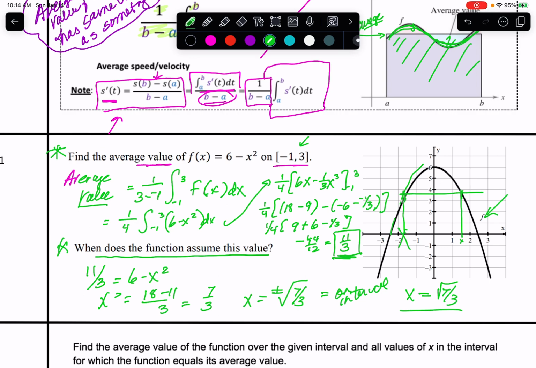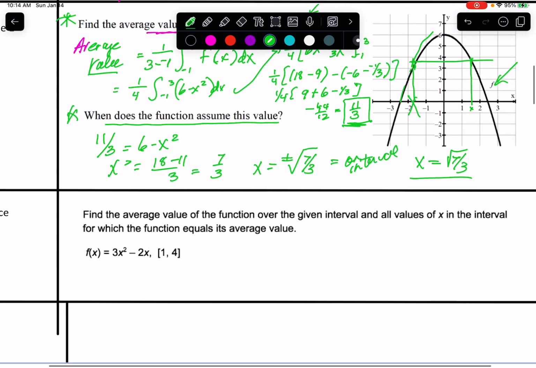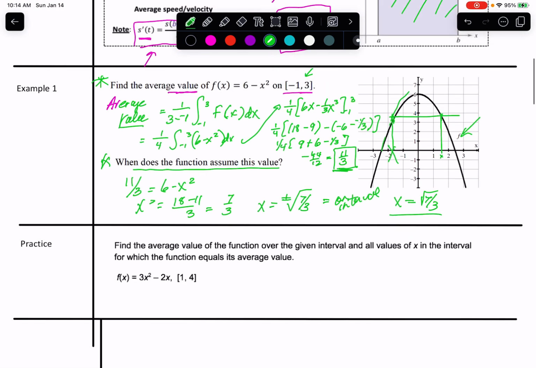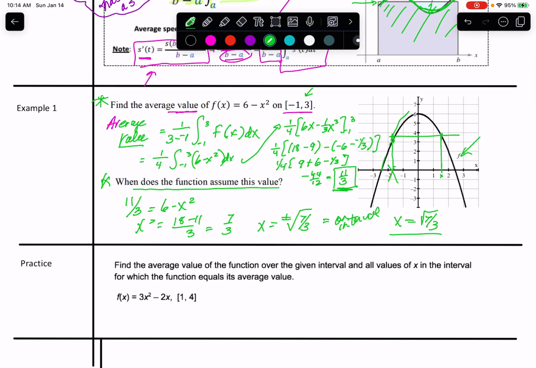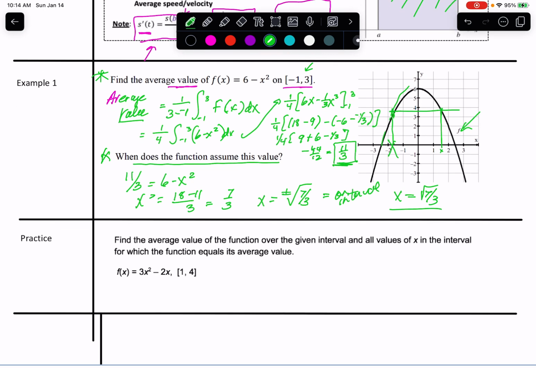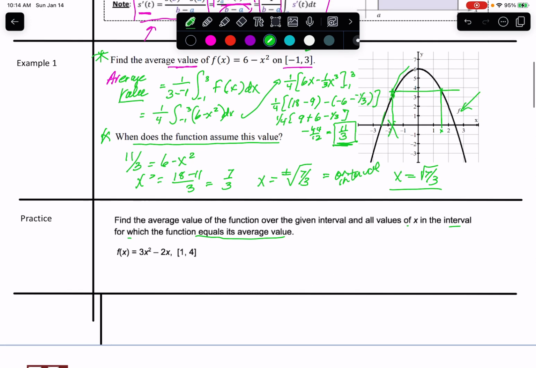All right, and so there you have it. All right, let's look at one more example on this video, and then we'll change the video to the next page. Find the average value of the function over the given interval and all values of x in the interval for which it equals its average value. So same thing we just did. Different way to say it, but same thing. All right, let's do this one.